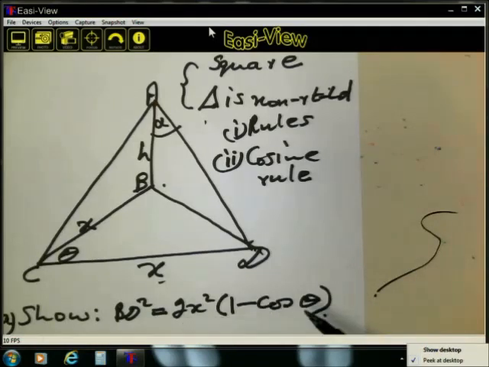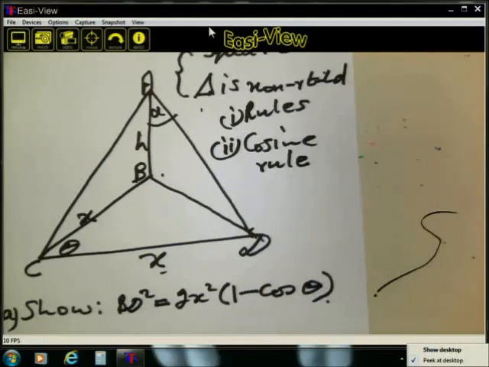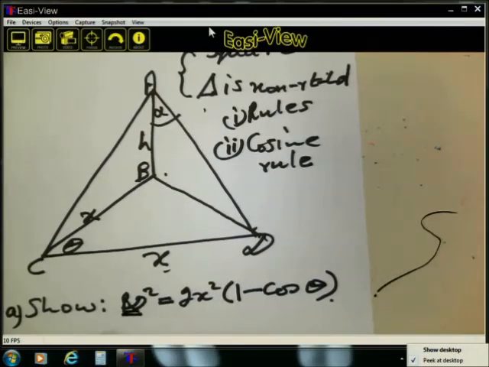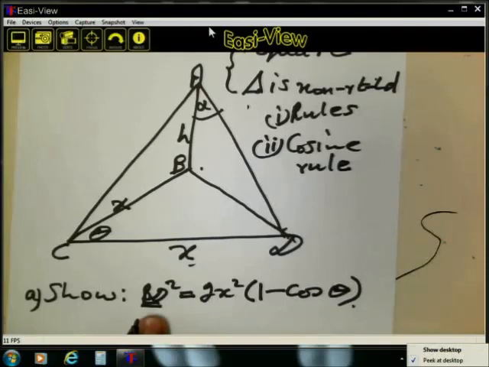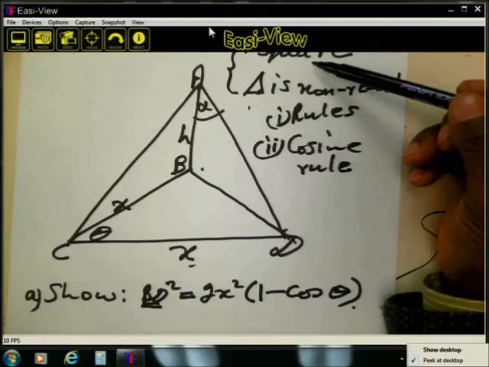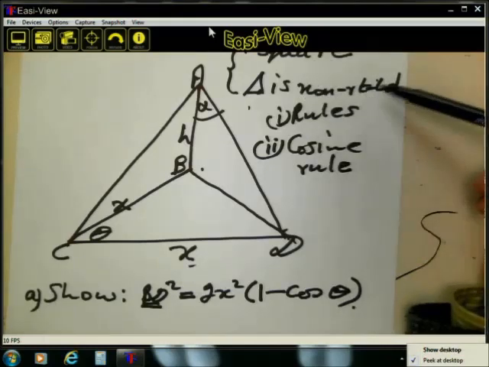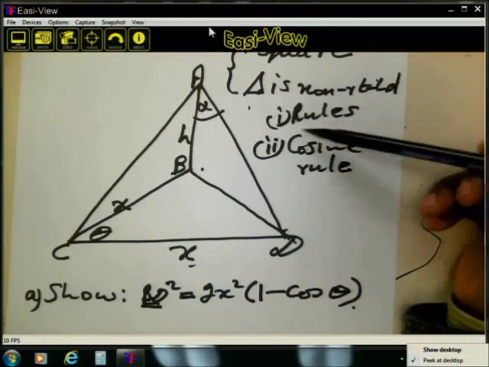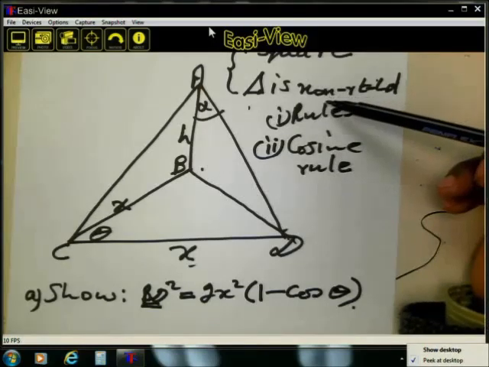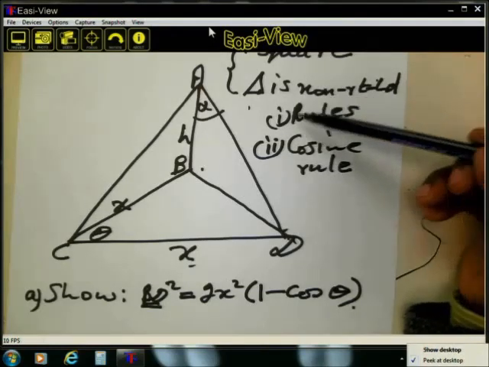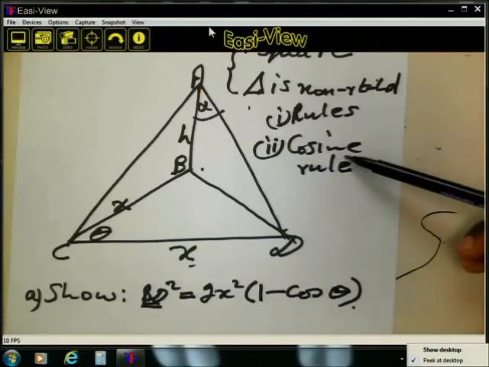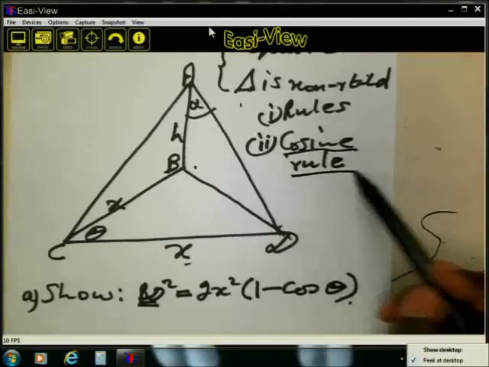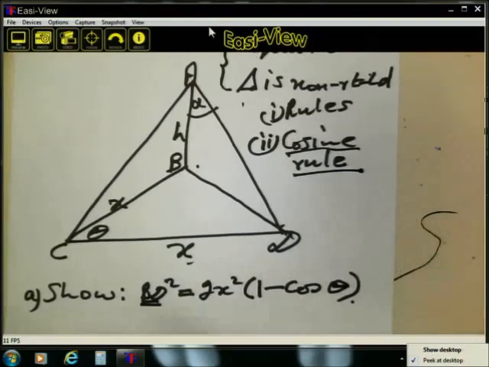At any rate, the question itself is already written in terms of BD squared, so you don't have a choice, but the square, like I indicated, together with the fact that it's non-right angled, suggests that we can't use the definitions of sine, cos, and tan. Because there's a square, the one rule that involves a square is the cosine rule. And that is what then you proceed to use.